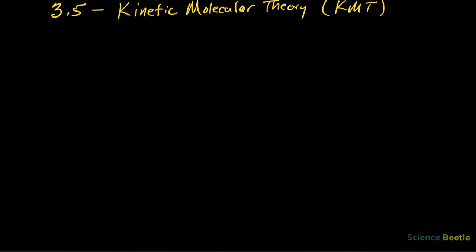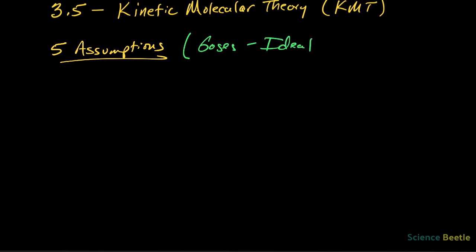Those assumptions are the following. So there's 5 of them. And these are the assumptions that are essentially kept for gases that are behaving ideally. So these are ideal gases at play here. So the first assumption is going to be that gases are in constant motion. Okay. And that motion is linear motion.